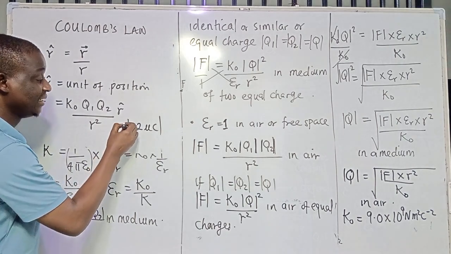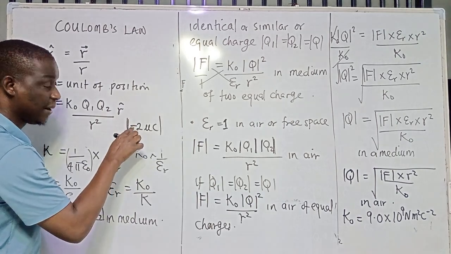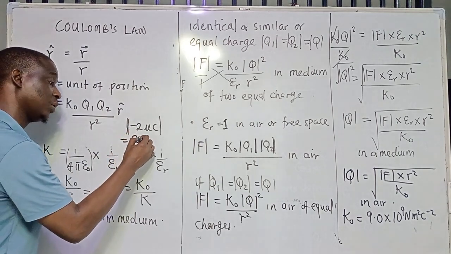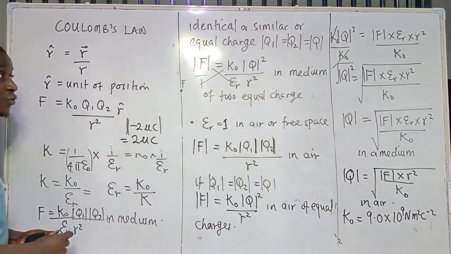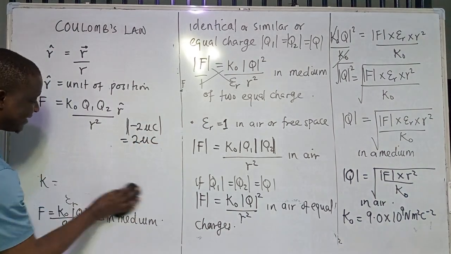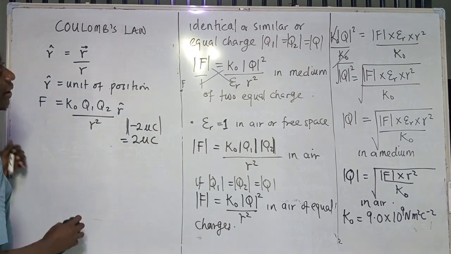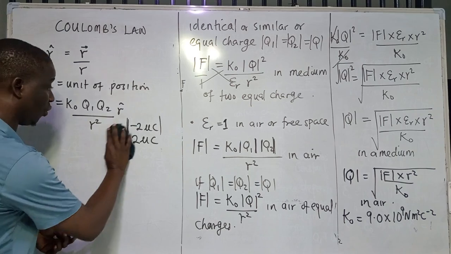I'm not saying bracket. It will eliminate the minus. Absolute will help us to eliminate the minus sign. Now it becomes what? 2 microcoulomb. So it kills the negative sign naturally. So that is what absolute does.